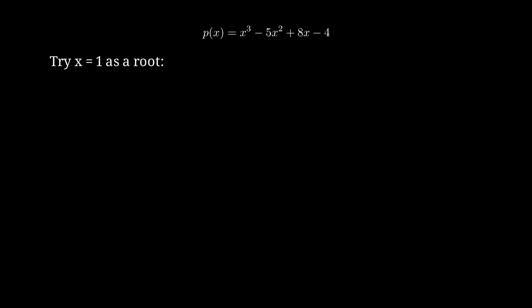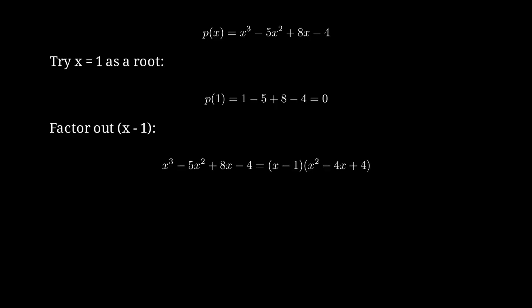Let's try x equals 1 as a potential root. Substituting x equals 1, we get 1 minus 5 plus 8 minus 4 equals 0, so x equals 1 is indeed a root. Since x equals 1 is a root, we can factor out x minus 1. Dividing by x minus 1, we get x cubed minus 5x squared plus 8x minus 4 equals x minus 1 times x squared minus 4x plus 4. The quadratic factors as x minus 2 squared. So our complete factorization is x minus 1 times x minus 2 squared.